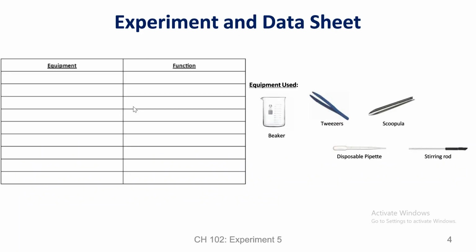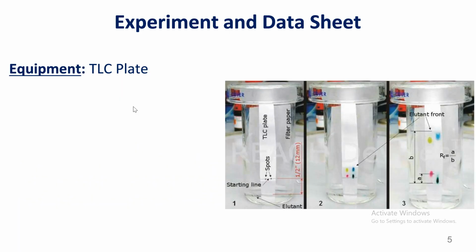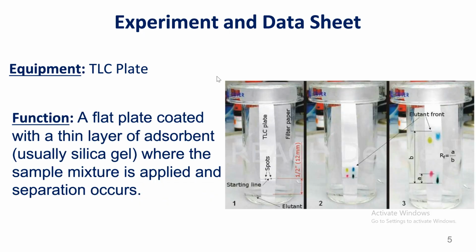Now let's talk about the equipment and their functions that we'll be using in this experiment. The first equipment we'll be using is the TLC plate, which stands for thin layer chromatography plate. The plate is a flat plate coated with a thin layer of adsorbent, usually silica gel, where the sample mixture is applied and separation occurs.